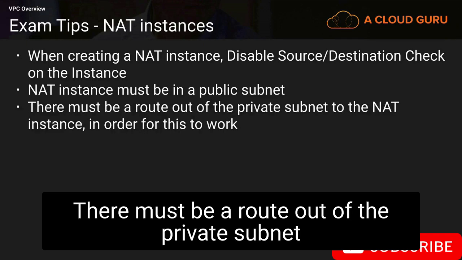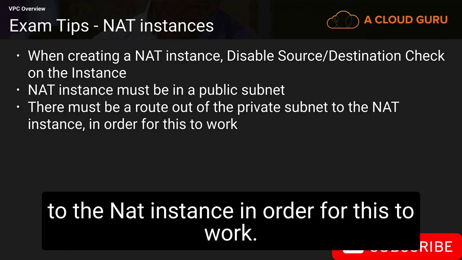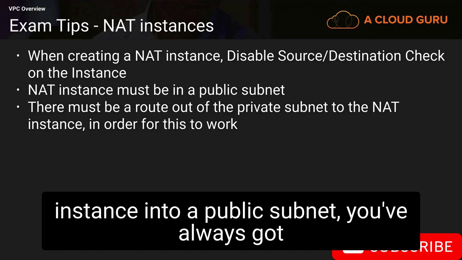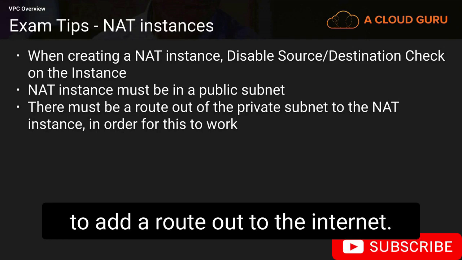Remember that NAT instances must be in a public subnet, and always remember, of course, that one subnet equals one availability zone. So if you're going to have redundancy, you're going to need multiple public subnets in multiple availability zones. There must be a route out of the private subnet to the NAT instance in order for this to work. So it's not enough just deploying a NAT instance into a public subnet. You've always got to add a route out to the internet.